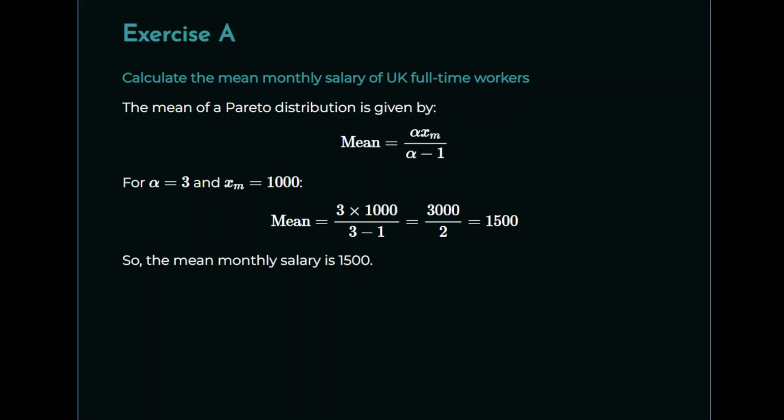Exercise A: calculate the mean monthly salary of UK full-time workers. The mean is, again, alpha times xm divided by alpha minus 1. With alpha equal to 3 and xm equal to 1000, our mean is 3 times 1000 divided by 3 minus 1. That's 3000 divided by 2, which is 1500. So the mean monthly salary is 1500. Really, I should say Great British Pounds if I'm going to be fussy, but anyway, it could be US dollars or euros as well.